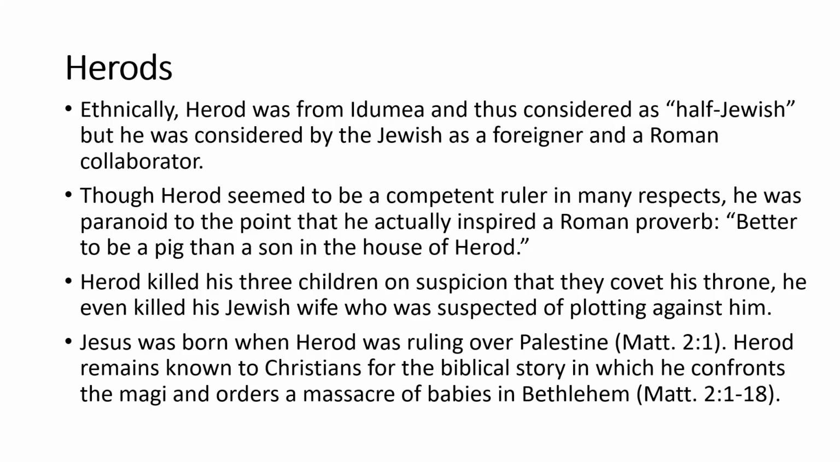The next point, though Herod seemed to be a competent ruler in many respects, he was paranoid to the point that he actually inspired a Roman proverb: better to be a pig than a son in the house of Herod. Why? Herod killed 3 of his children, not just 3, he had a few other children also, but he killed 3 of his children on suspicion that they coveted his throne, and he even killed his Jewish wife who was suspected of plotting against him. That much he was paranoid.